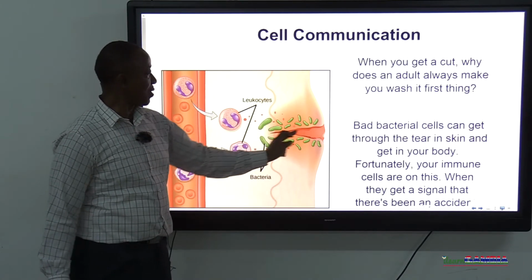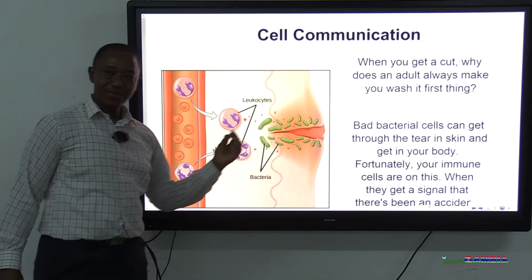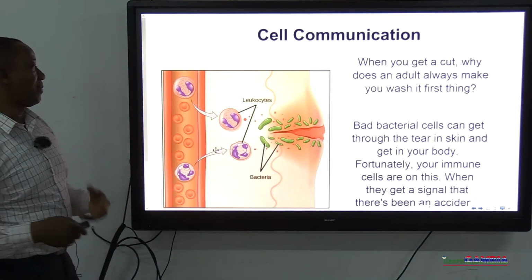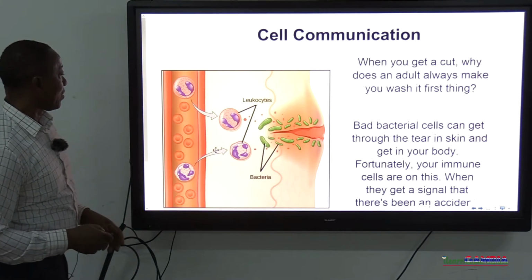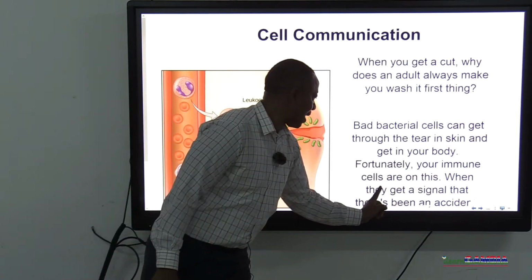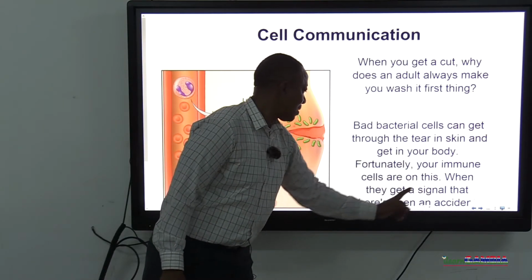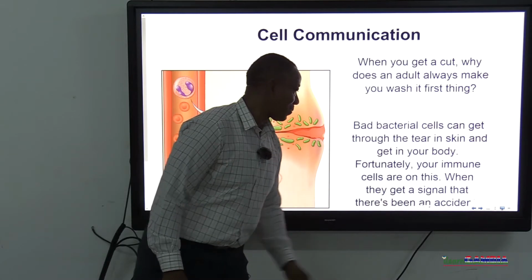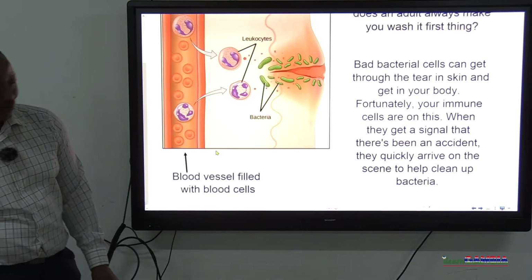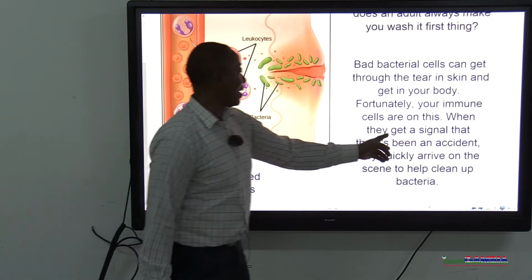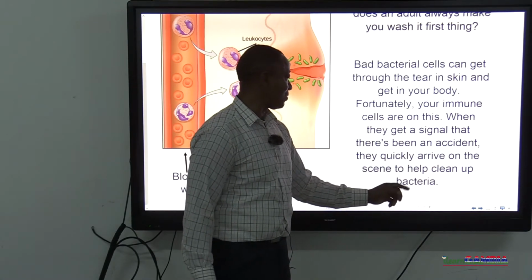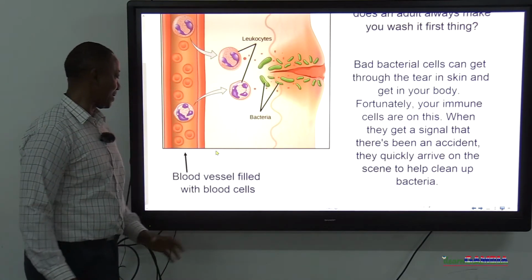So if you don't hurry up and wash it, this bacteria will enter the blood. And when they enter there, it's bad for you because they're going to multiply and make you ill. All right? But once you have the cut, your immune cells are working on this. When they get a signal that there has been an accident, they begin to tell the body what to do. They quickly arrive at the scene to help clean up the mess that has been done there.